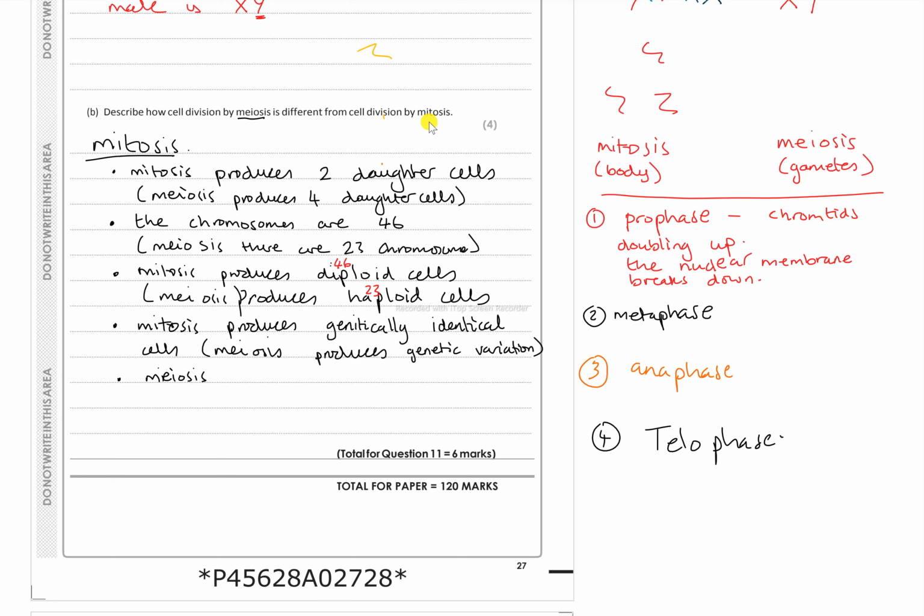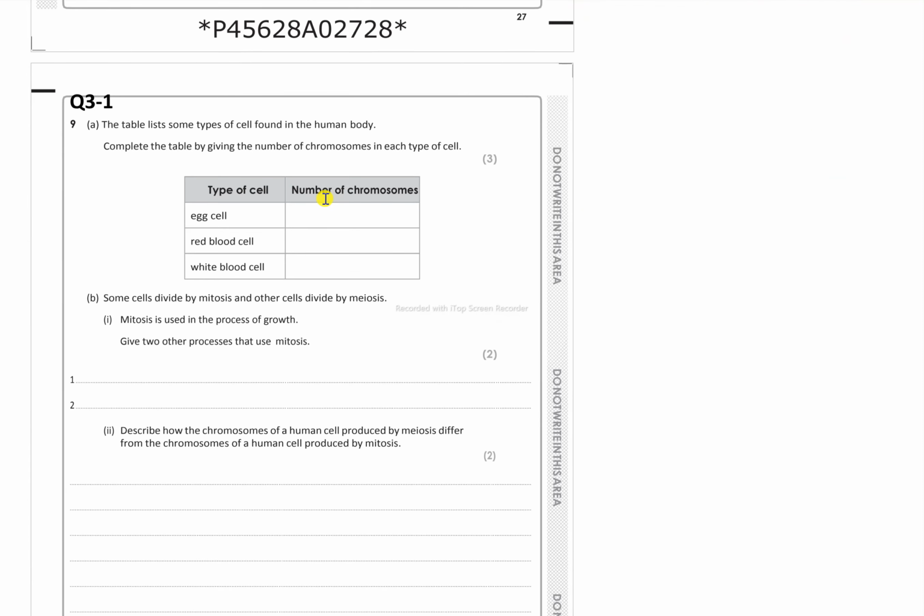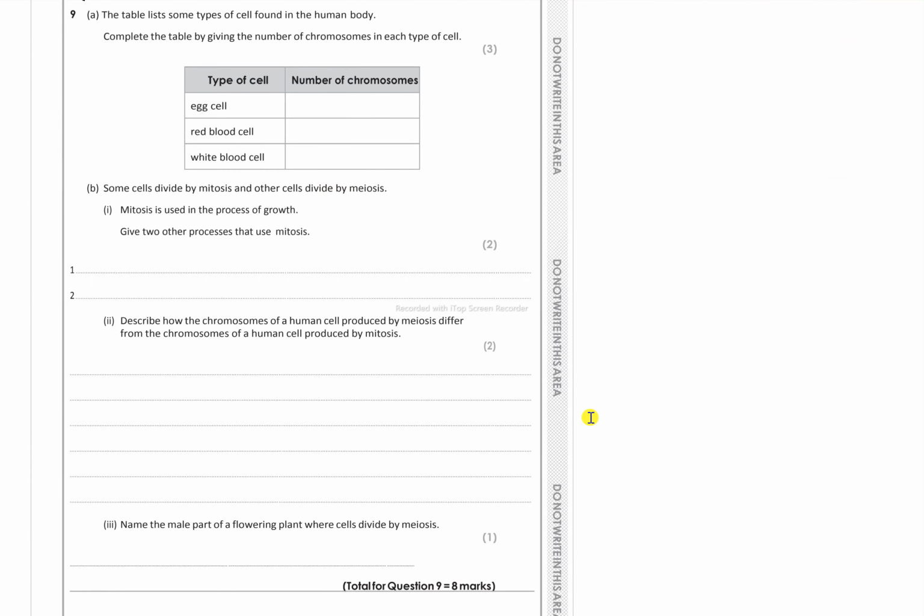Meiosis takes place in the gonads. Gonads are, you can say, sex organs. In this case, ovaries and testes. Okay, we'll pause that there.